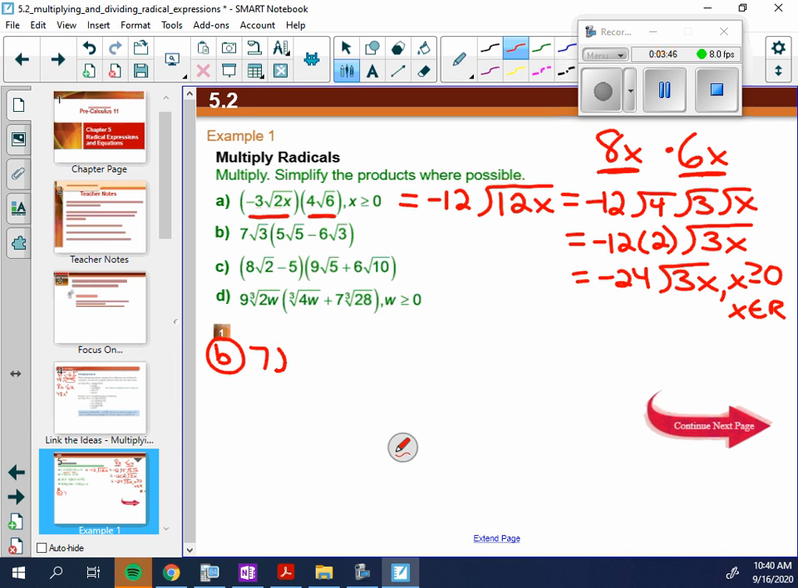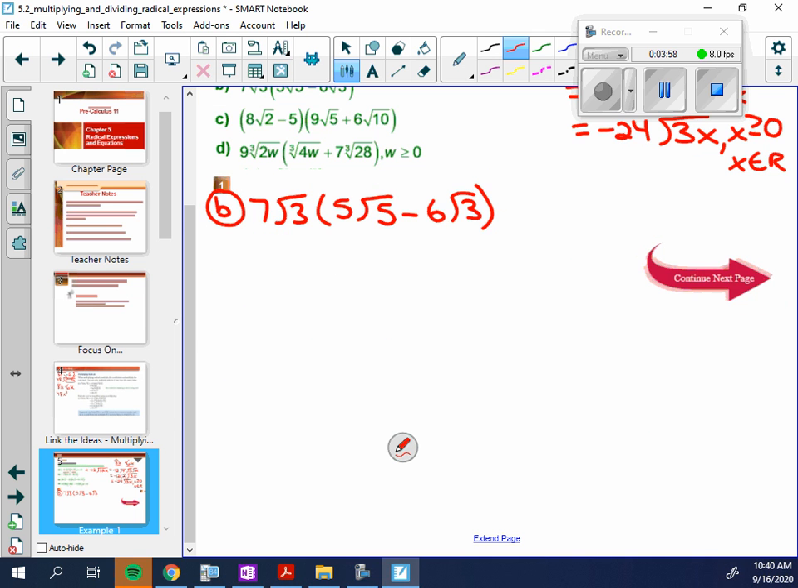Okay, let's take a look at b. b is 7 square root 3 multiplied by 5 square root 5 minus 6 square root 3. Sorry, I keep saying cube root. Okay, now this is a little different. It's a monomial right here, and this is a binomial inside. Monomial is 1, binomial is 2. When you multiply things together, 1 times 2 is 2. You're going to have 2 arrows going in. So we're going to have to do this and this.